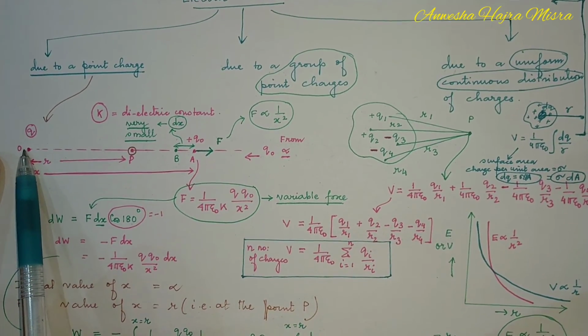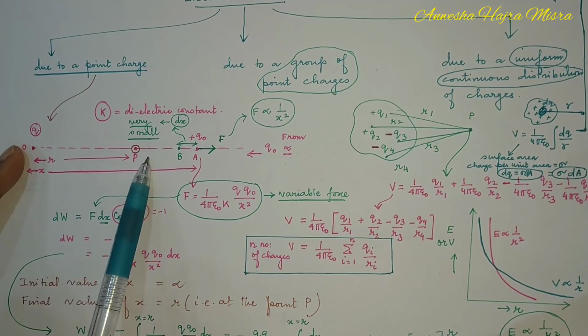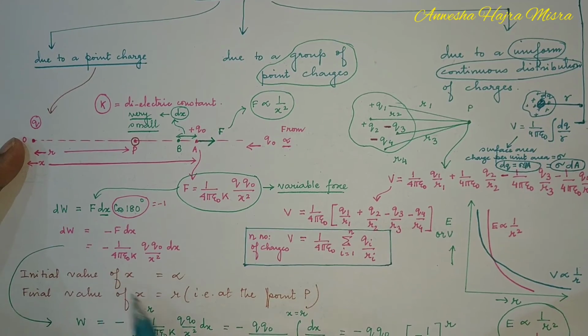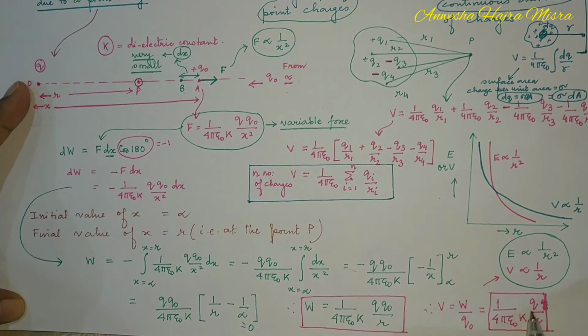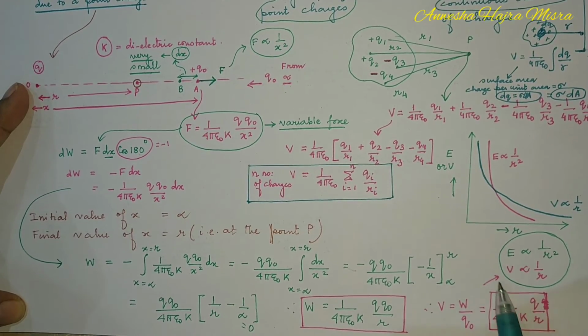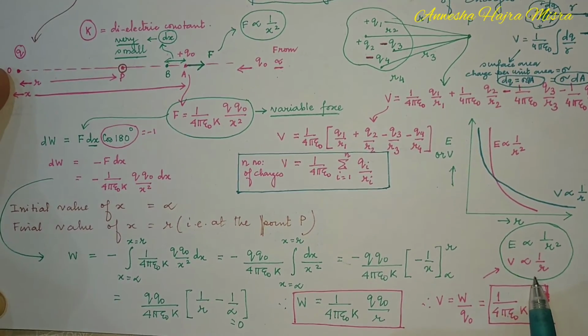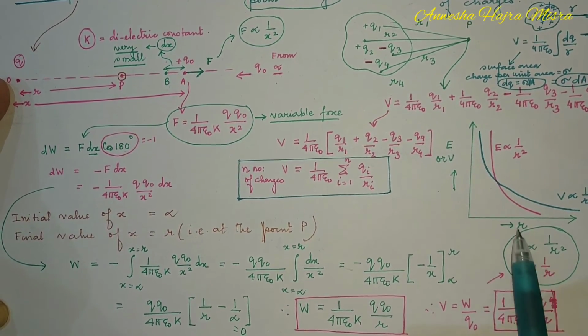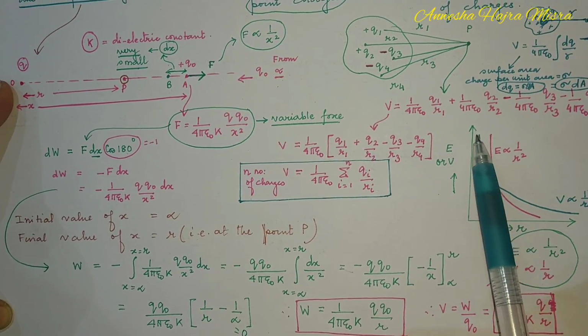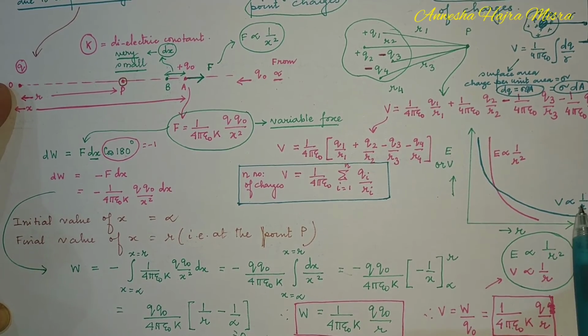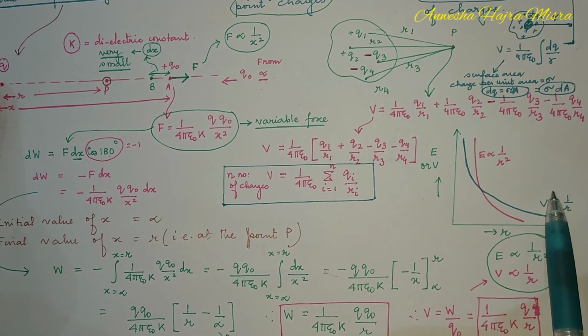Now if you have a point charge, then at a distance r, the potential comes out to be 1 by 4 pi epsilon naught, k q by r. That means potential is inversely proportional to r. Intensity varies as 1 by r square. So the intensity graph will be steeper. Potential will be less steep because it varies as 1 by r.